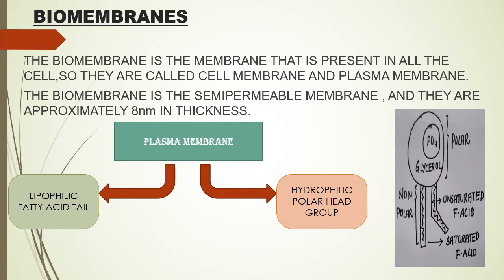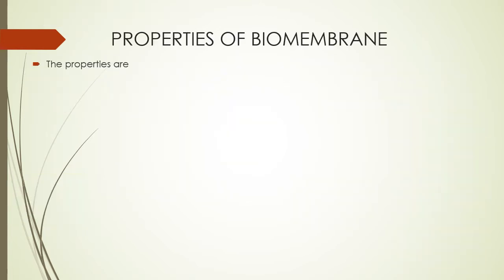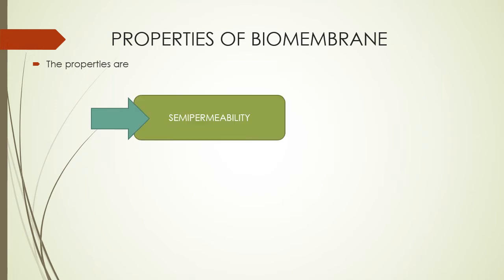Properties of biomembrane. There are three important properties in biomembrane. First is semi-permeability. The biomembrane is semi-permeable in nature. They allow only certain molecules to pass through it. For example, they allow uncharged oxygen, carbon dioxide and lipophilic molecules to pass through the lipid bilayer very easily, whereas charged molecules and water molecules will pass through channels, pumps, ports, etc.